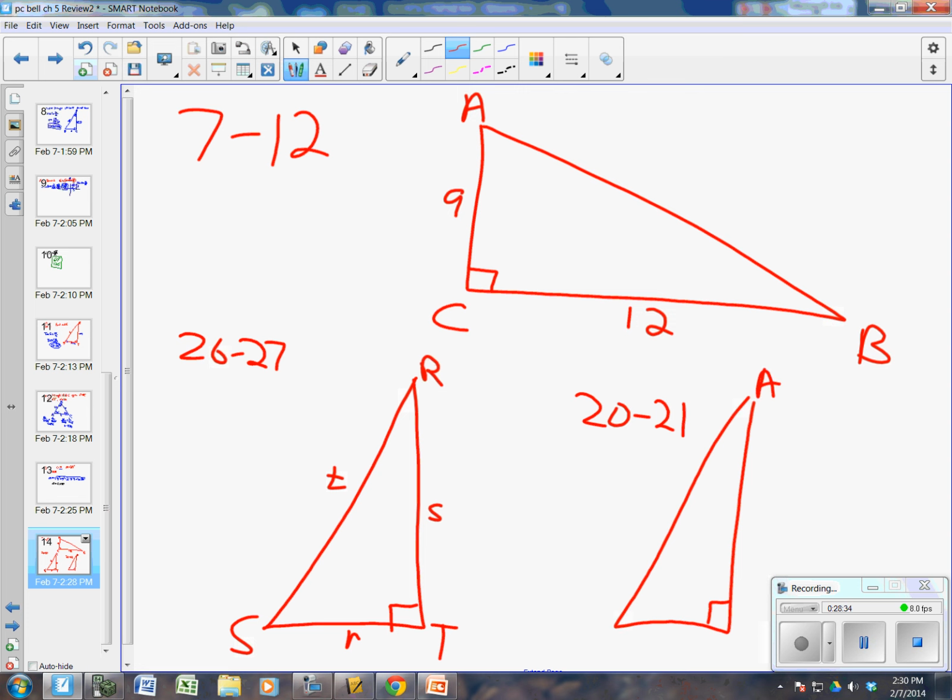This is A, B, C, okay? Not very good from this side. There we go. That's your diagram.